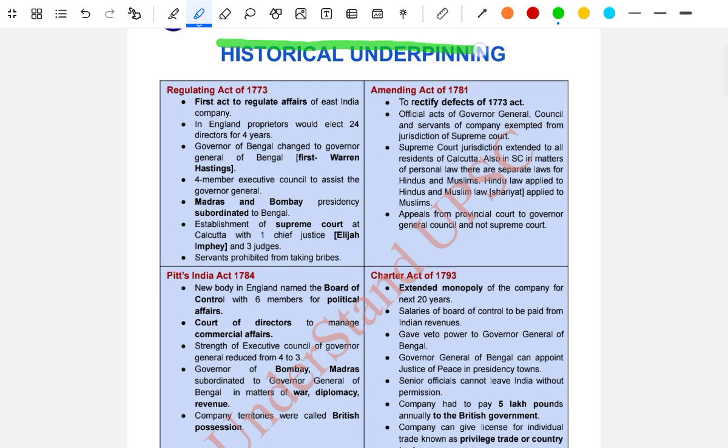Historical underpinning. The Regulating Act of 1773, the first act to regulate the affairs of the East India Company.